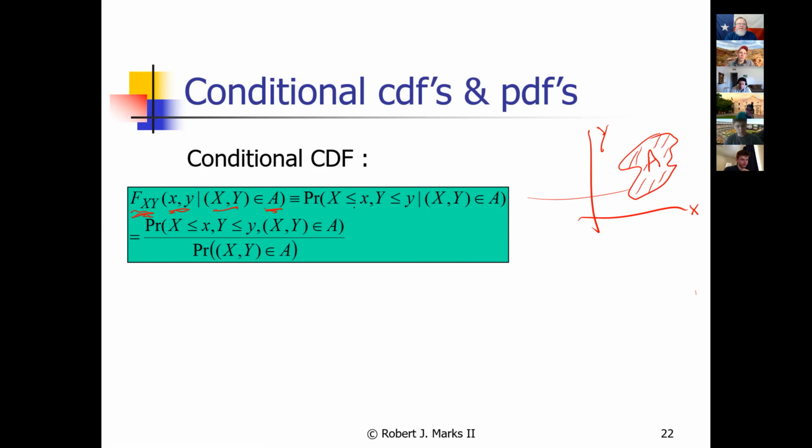Well, if you remember, the cumulative distribution function is related to a probability. In fact, it's defined by a probability. So this is the probability that X is less than x, and remember that comma is always an and, Y is less than y, given that x, y is within this region that people have specified, this region A. Now here we have nothing more than a conditional probability, and we can use the definition of conditional probability to write it this way.